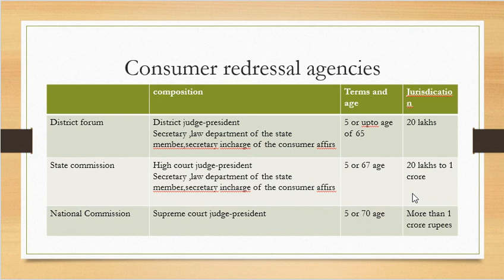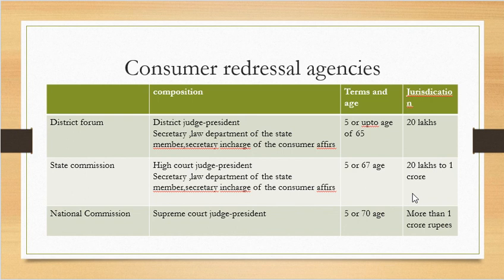Next, we are moving on to the National Commission. Basically, in the composition, a person who is or who has been a judge of the Supreme Court shall be appointed by the central government. He shall be the president, and there will be 4 other members, including one woman, who are of ability, integrity, and experience.